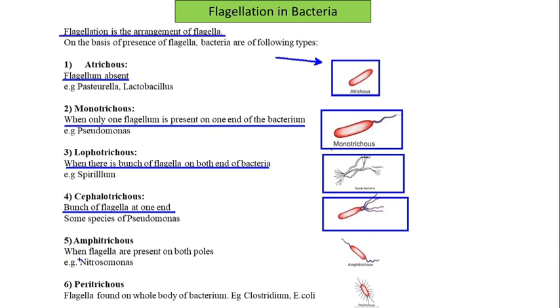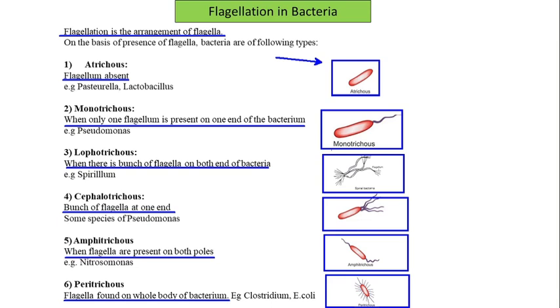The next category is amphitrichous, which means flagella are present on both poles. So they are present on both the poles. On one side there is a single flagella, on the other side also there is a single flagella. So they are amphitrichous. The next category is peritrichous. Peritrichous means flagella is found on the whole body of bacteria. So everywhere there is a flagella on the surface of the bacterial body. So these are different categories based on flagella arrangement.